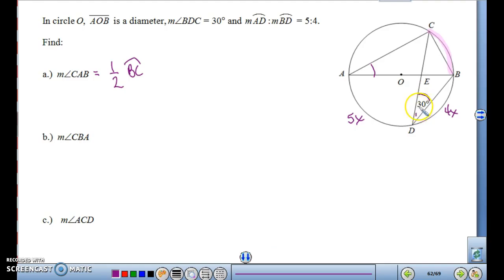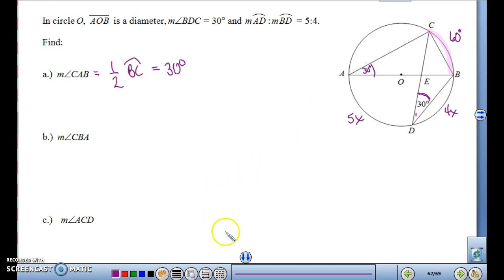To figure out BC, BC will be twice this angle because this is the inscribed angle. So that means that BC is going to be 60. Okay, so half of BC means it will equal 30 as well. So this angle is going to be 30.